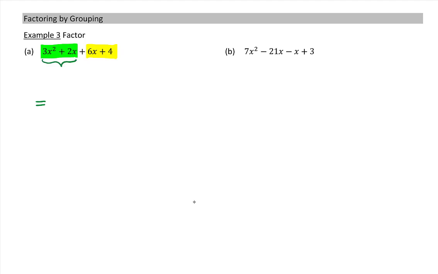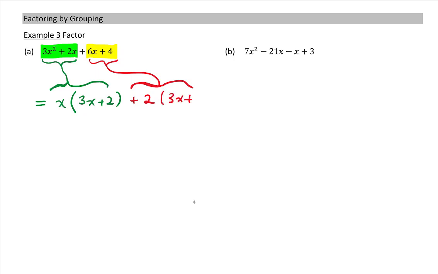What is common between 3x squared plus 2x? Well, they both have a factor of x. What's left over if we divide by x? We have 3x plus 2. So this is the same as this, just in its factored form. Let's try the next one. 6x plus 4. So what do they have in common? Well, they're both divisible by 2. So I'm going to factor out the 2. Don't forget the plus sign. And I'm left with 3x plus 2.